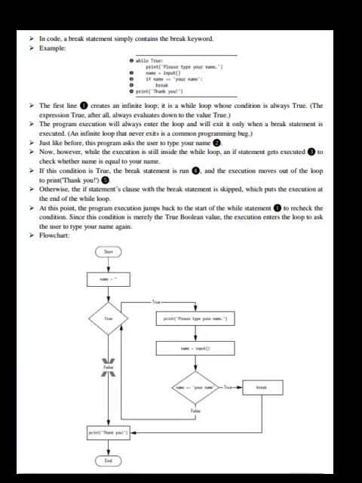In code, a break statement simply contains the break keyword. See the example here. The first line creates an infinite loop. It is a while loop whose condition is always true. The expression true, after all, always evaluates down to the value true. The program execution will always enter the loop and will exit it only when a break statement is executed. An infinite loop that never exits is a common programming bug.